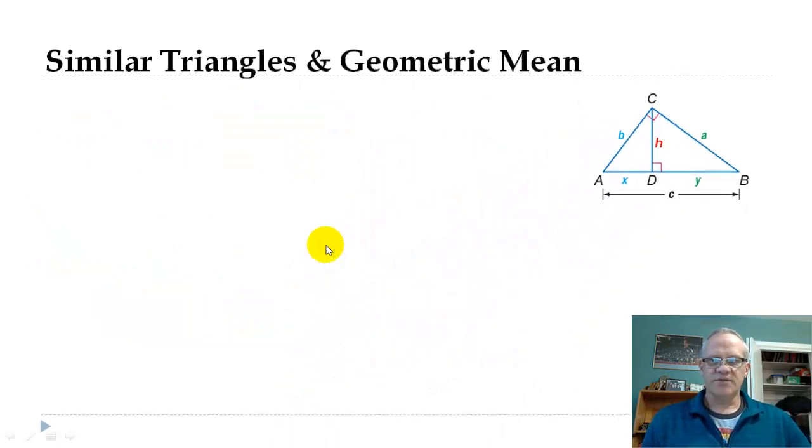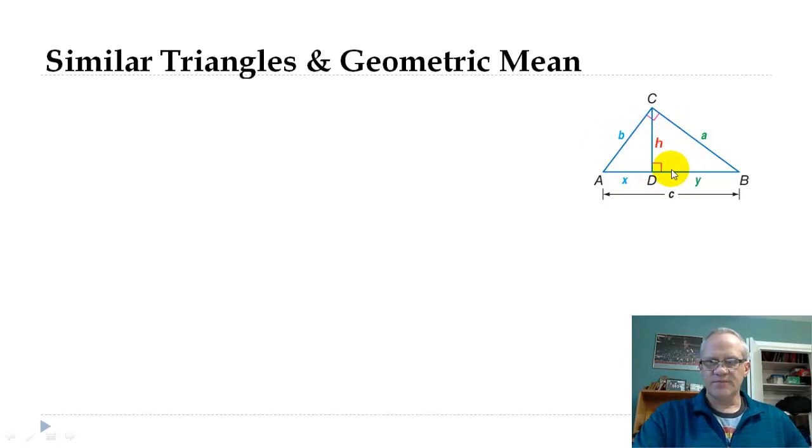Now we're going to start talking about the geometric mean, okay, and in relation to this situation with the right triangles like we just talked about. So if you notice, here's this drawing here, ACB, the big triangle, and there's some things written in here. From A to C is little b, from C to B is little a, from A to D is little x, from D to B is little y, from C to D is little h, and then the whole A to B is C. Okay, so it's broken up. We've got these little letters signifying all the different distances here.